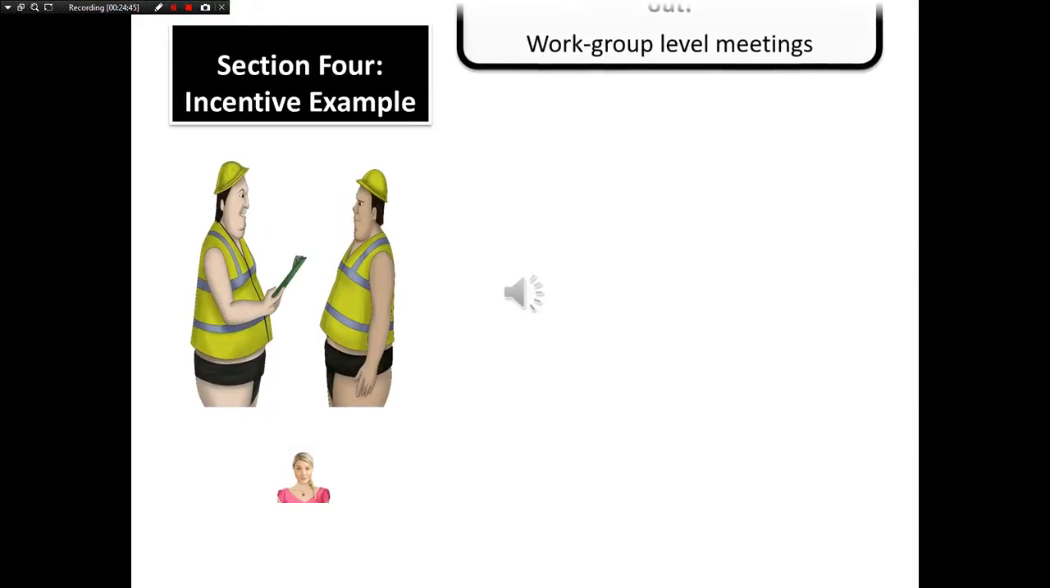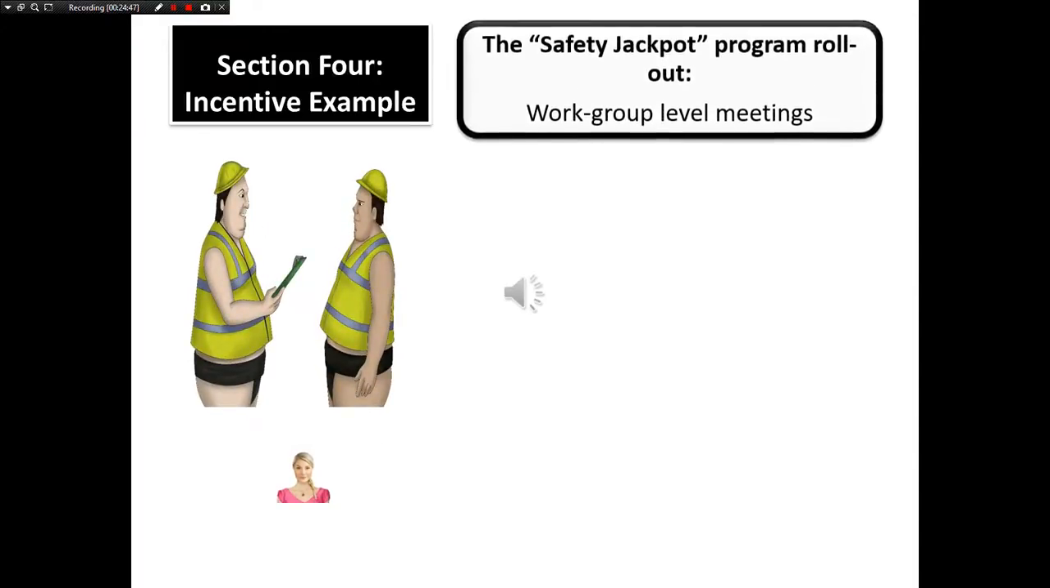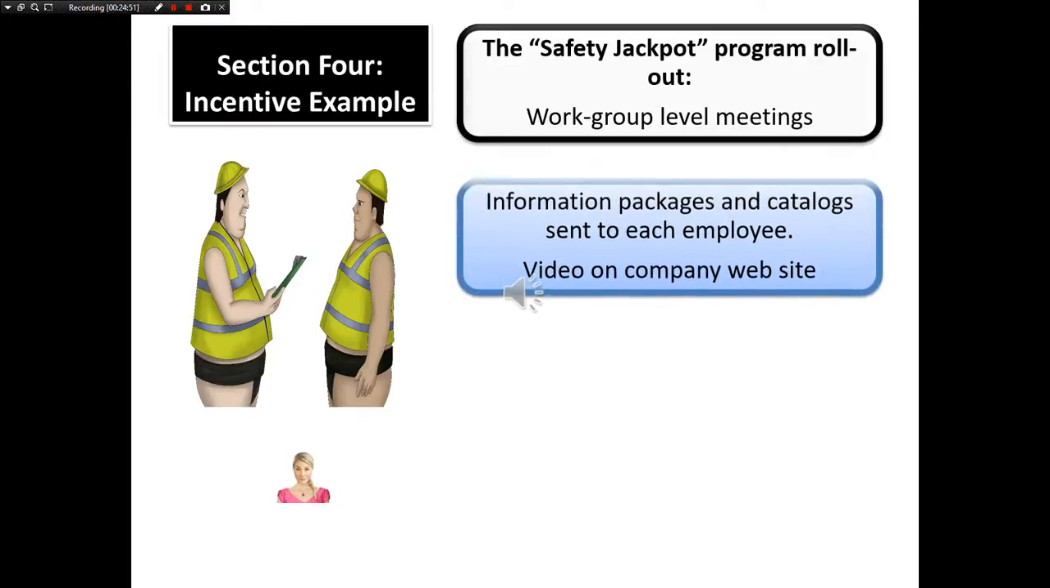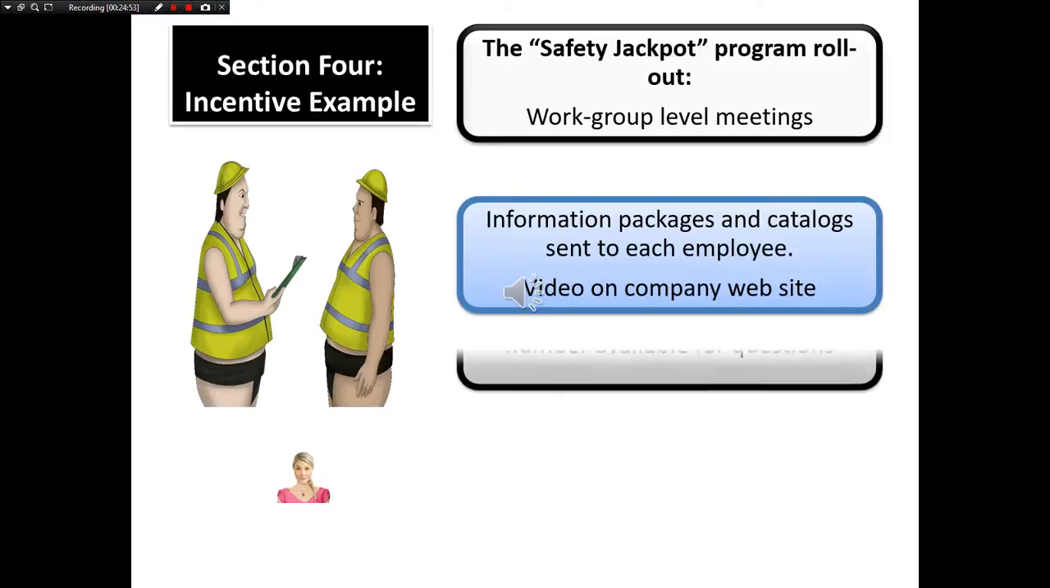The Safety Jackpot program rollout, workgroup level meetings. Information packages and catalogs sent to each employee. Video on company website, program webpage, and toll-free number available for questions.